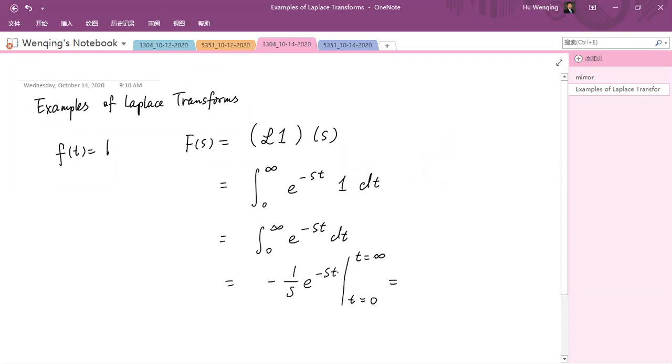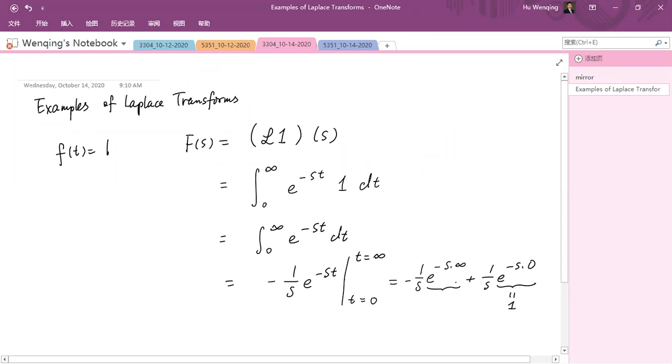So you have to be careful here, because when t is infinity, we get 1 over s, e power minus s multiplied by infinity, and then plus 1 over s, e power minus s multiplied by 0. Is that good, family? Now this one is clear, right? This is just going to be equal to 1.